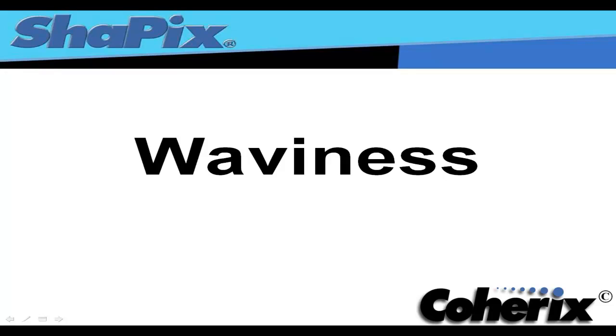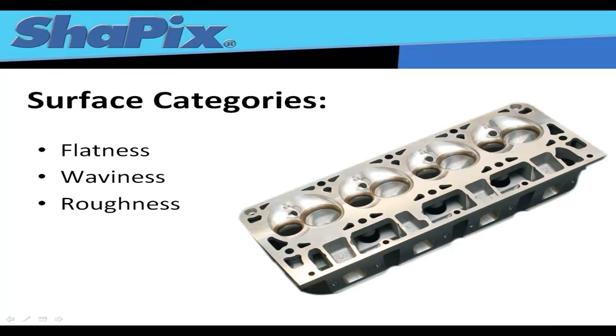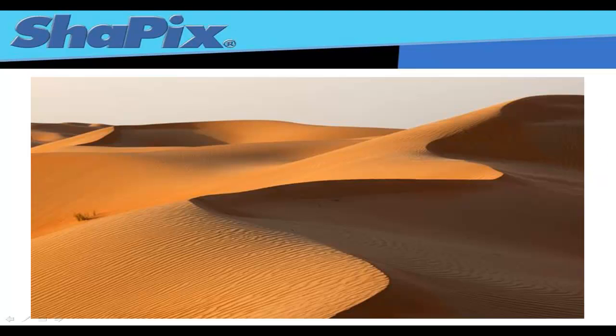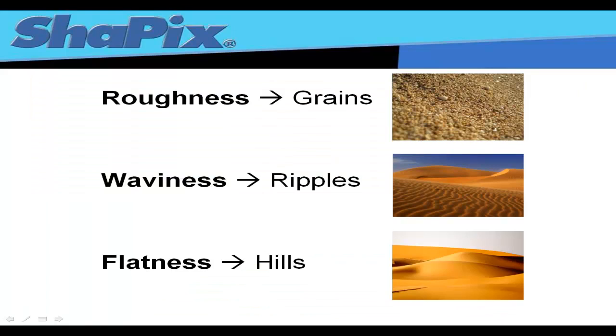Machined flat surfaces always have some variation across them. Variations can be grouped into one of three surface categories: flatness, waviness, and roughness. It can be helpful to think of these like a desert. Flatness relates to the hills in the desert, waviness relates to the ripples in the sand, and roughness relates to the individual grains of sand. Waviness is between the hills' flatness and the grains of sand roughness.